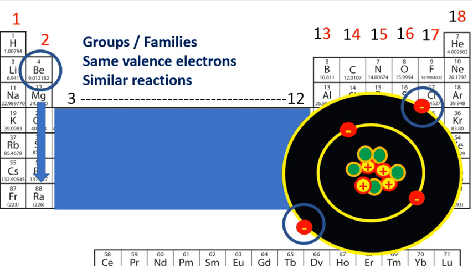These are called groups or families. And the term families is very appropriate because they have their valence electrons in common with each other, and they will react very similarly to one another. If an element is in column 13, it's going to have 3 valence electrons. Carbon in column 14 has 4 valence electrons. Oxygen in column 16 has 6 valence electrons, and so on.